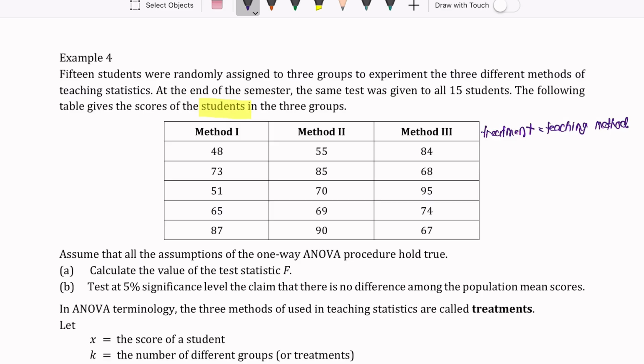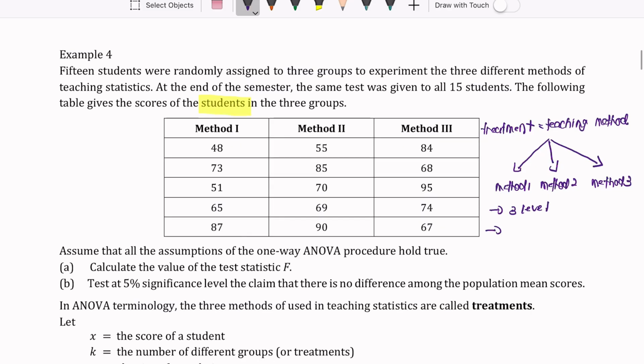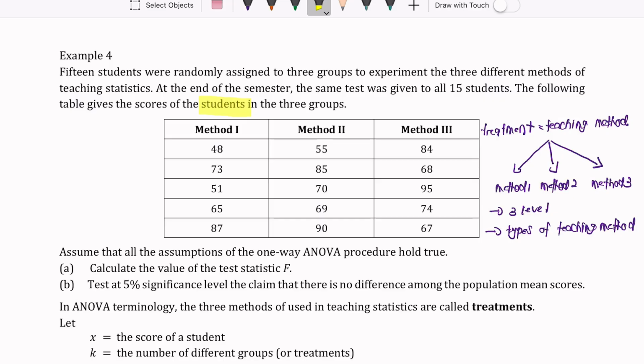How many treatments do we have? We have one treatment, teaching method. And under teaching method, we have 3 levels of factor, types of teaching method: method 1, method 2, and method 3. So we have 3 levels and our factor is types of teaching method. Since we have only one treatment or independent variable, we will use one-way ANOVA design.